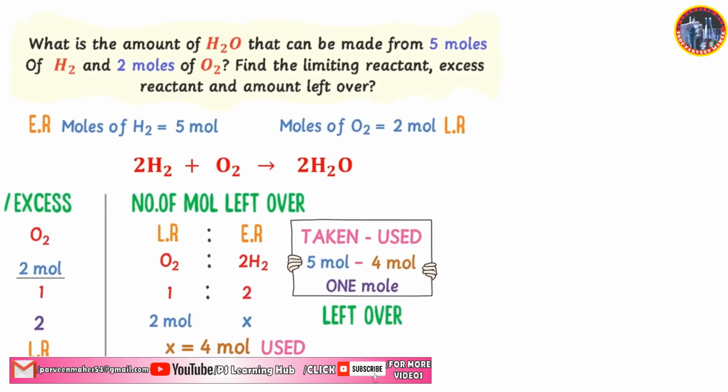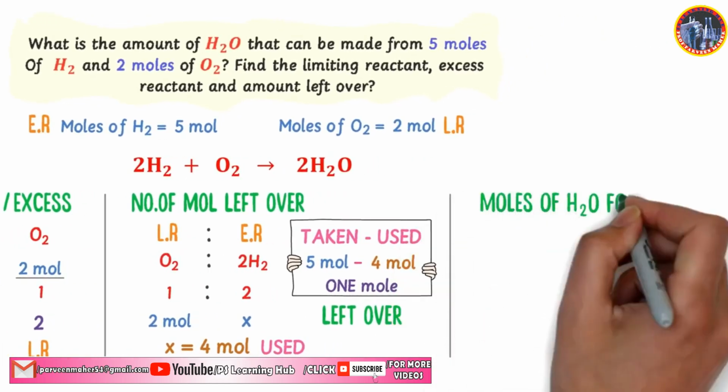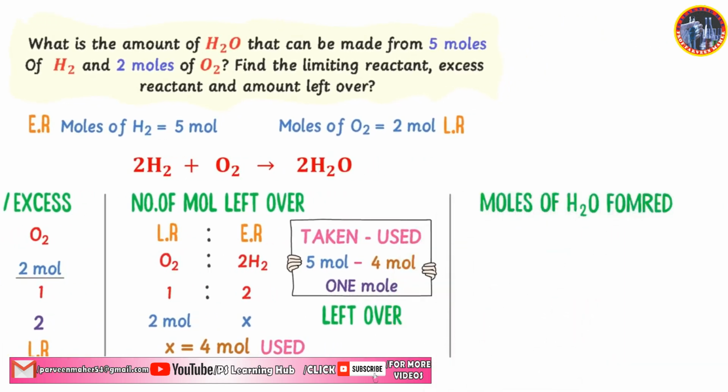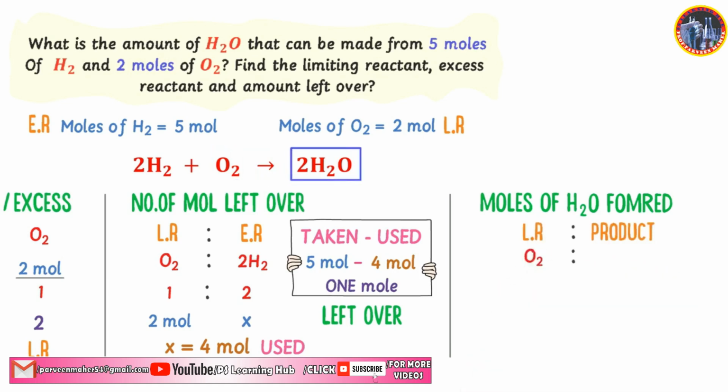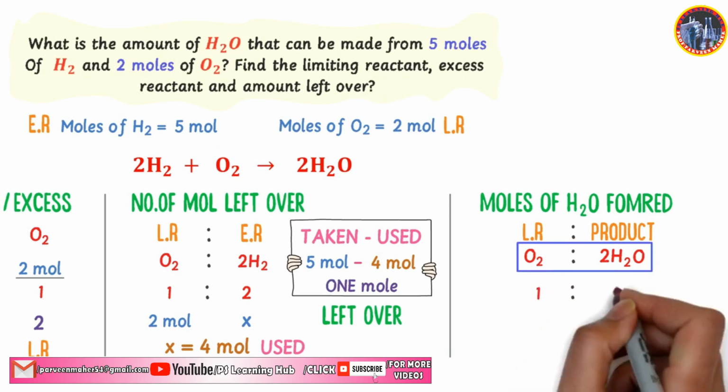The third step is to find the number of moles of H2O formed in a chemical reaction. I write the ratio between limiting reactant and product. The limiting reactant is oxygen gas O2 and the product is water H2O. In the chemical reaction, the coefficient of oxygen gas is 1 and that of water is 2. So the ratio of O2 to H2O is 1 to 2.